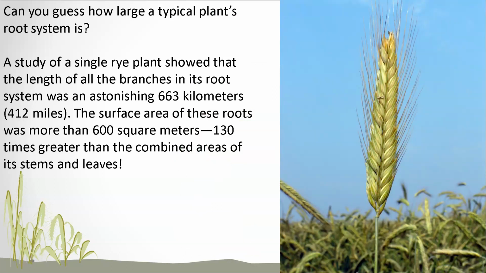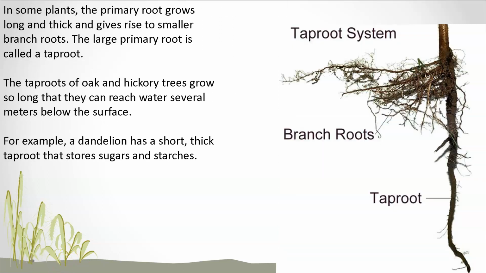So can you guess how large a typical plant's root system is? I don't know if you like rye bread, but a single study of a rye plant showed that the length of all the branches in its root system was an astonishing 412 miles. One single rye plant. Again, that's crazy.